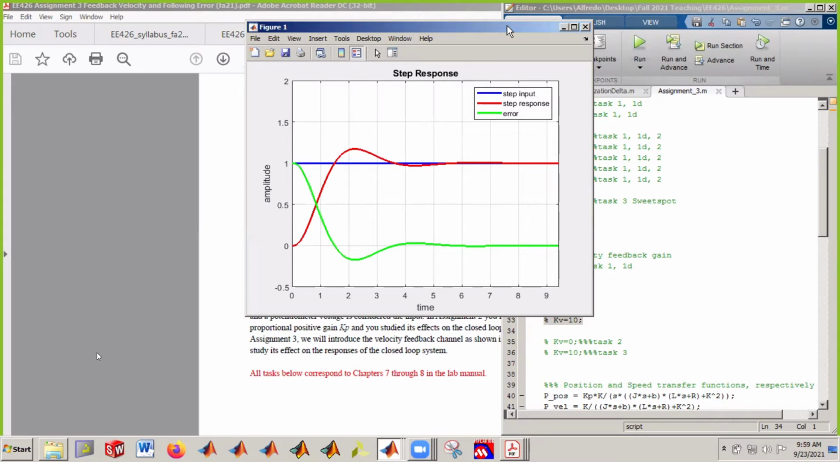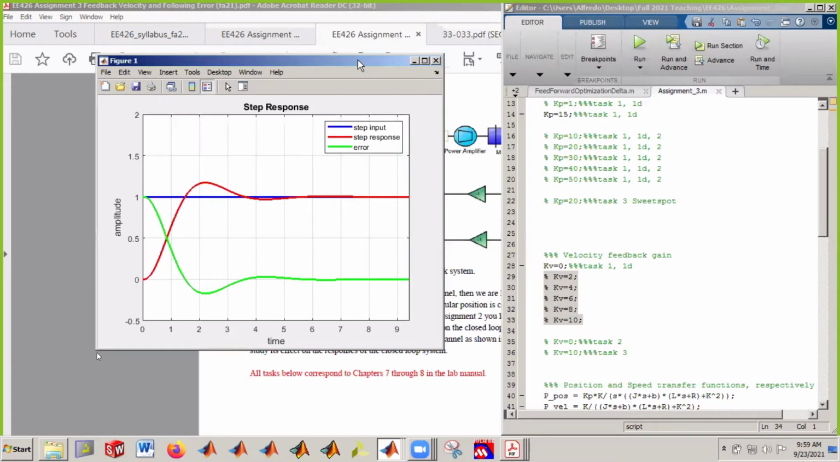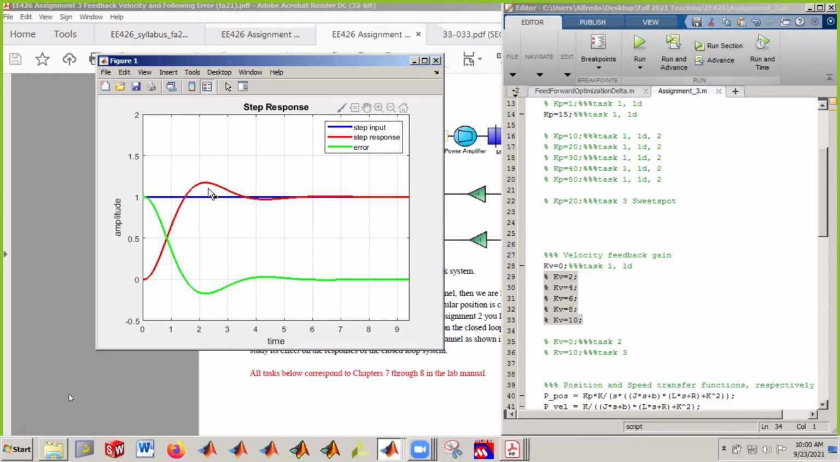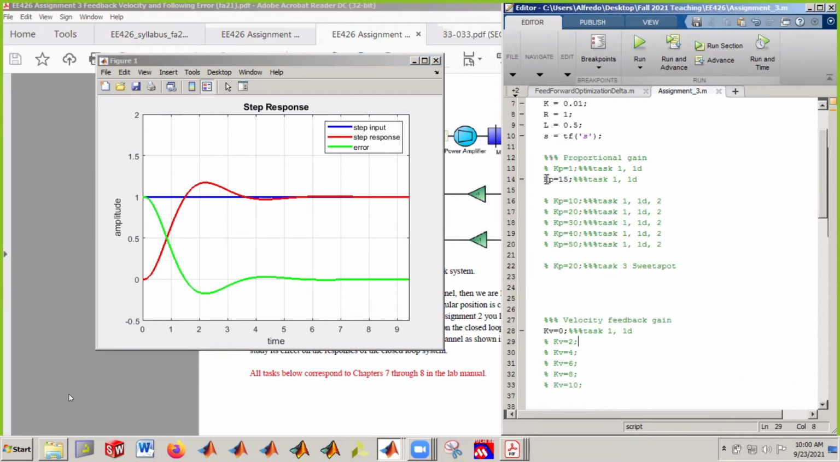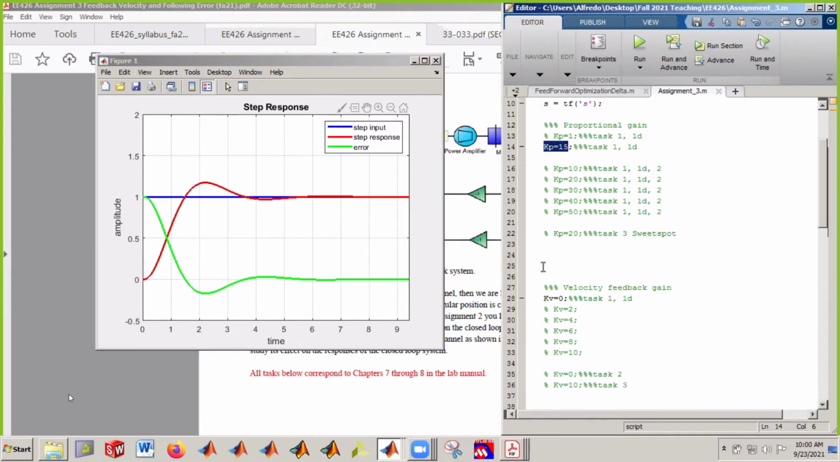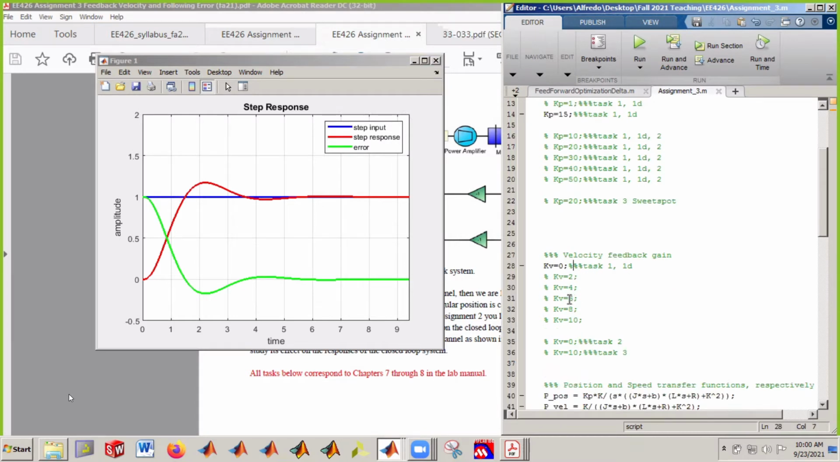Can anybody help me here? What did you see happen when you increase the value of the KV? The overshoot decreases. Yeah, you see a significant decrease in the overshoot, right? That means you're actually providing more information so that the motor slows down before actually overshooting. The idea behind velocity feedback is that you can keep particular fixed gains here, so you don't reduce the alignment time, but at the same time you provide this velocity feedback information so that you can do something about the overshoots. So this is the effect of velocity feedback.